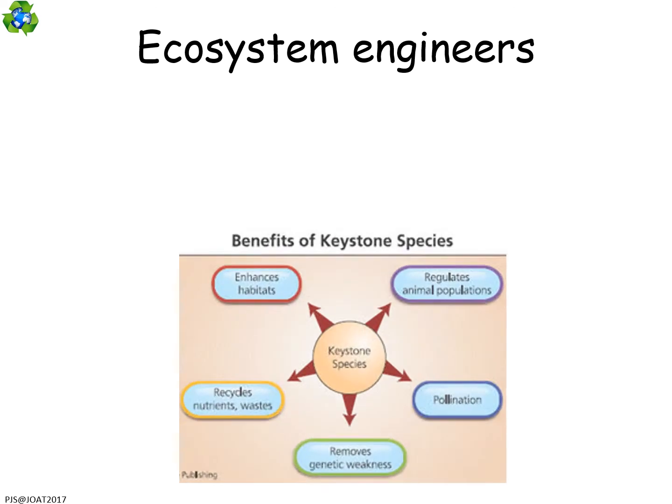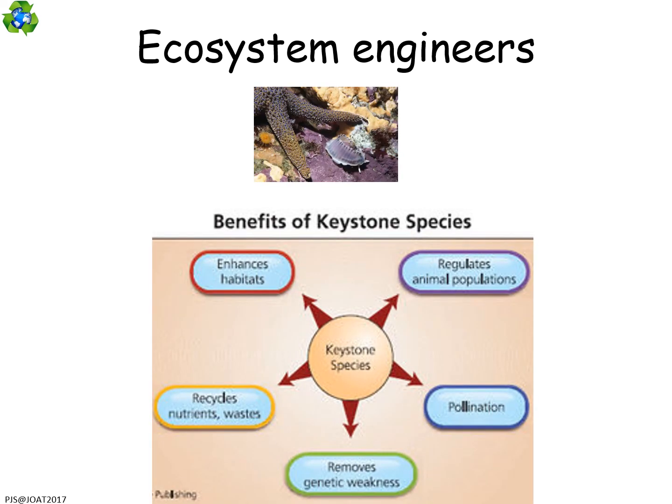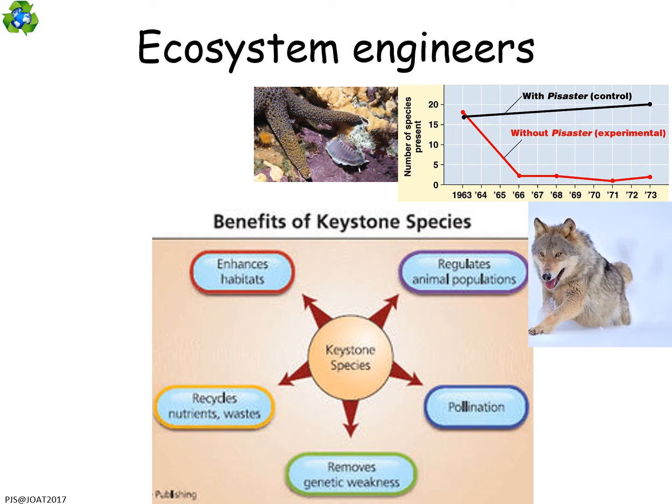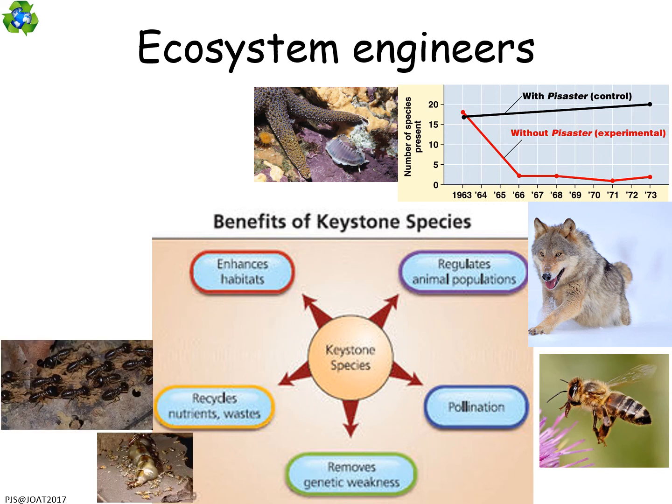And within the keystone species, there are lots of things that they do. So it may be that they are regulating other animal populations, keeping particularly competitive species in check so that they don't completely take over. They may be pollinating, which is absolutely essential. They might be getting rid of waste, recycling, again, insects, really, really important here.